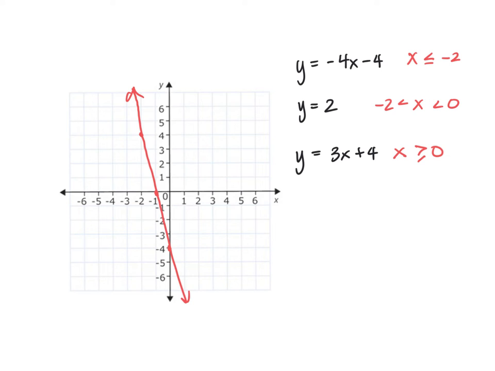So where do we want the graph to exist? I want the graph to exist that way. So where do I need to erase? Everything from the right all the way until x is negative 2. Does that make sense, Kale? Yeah.